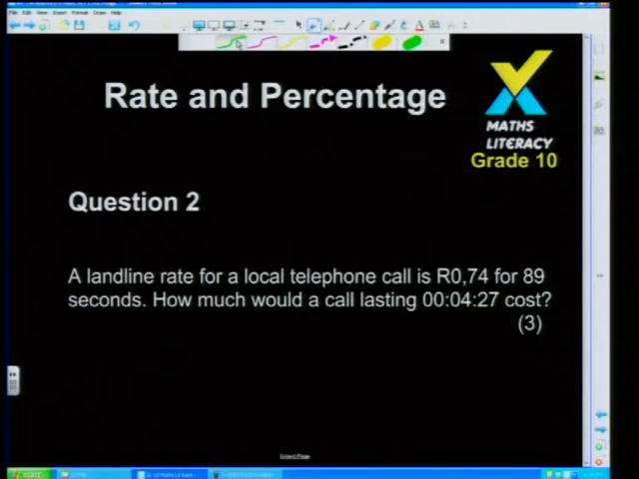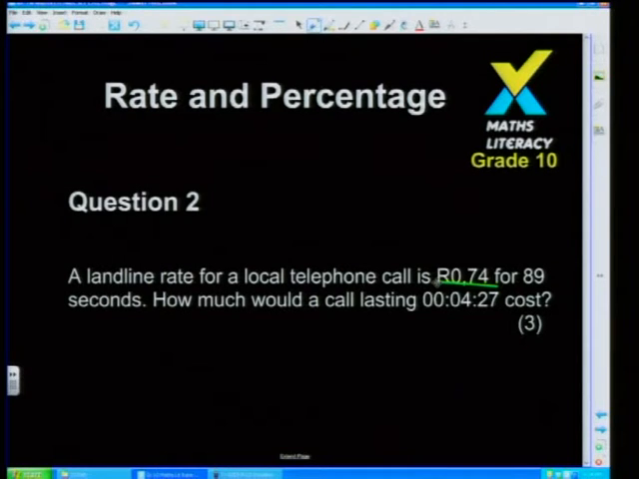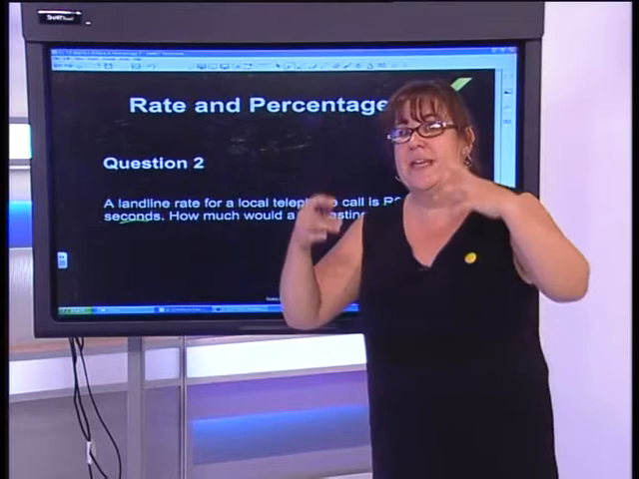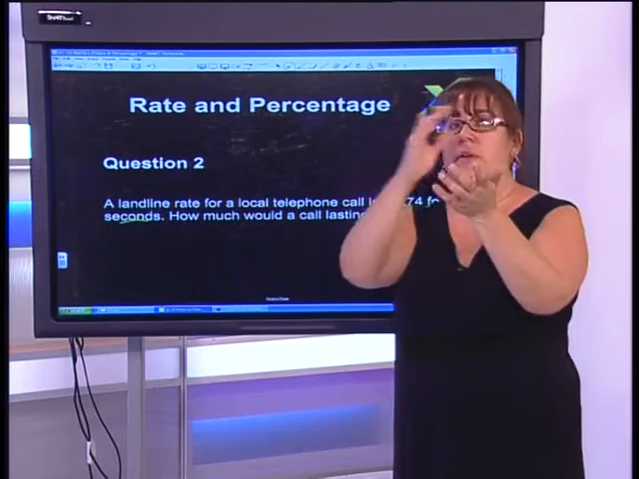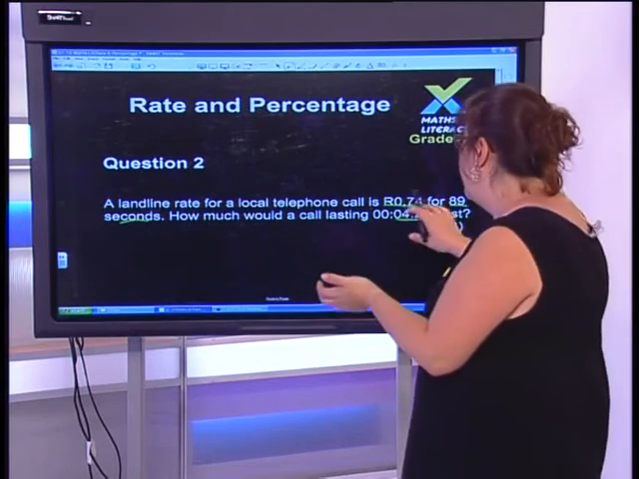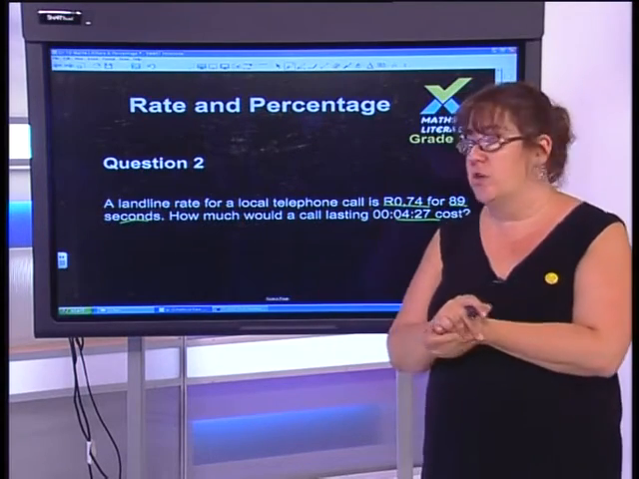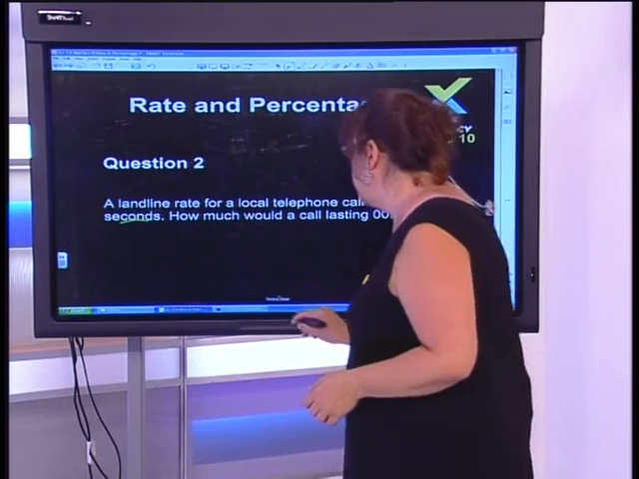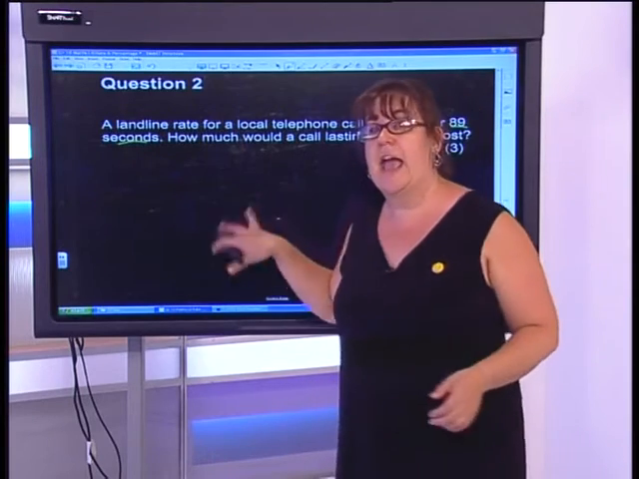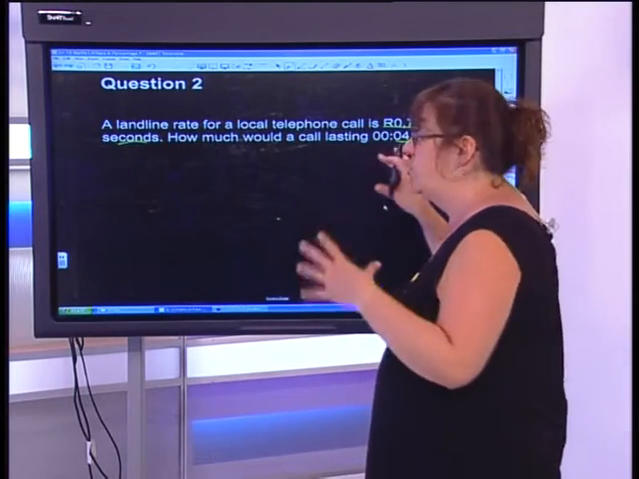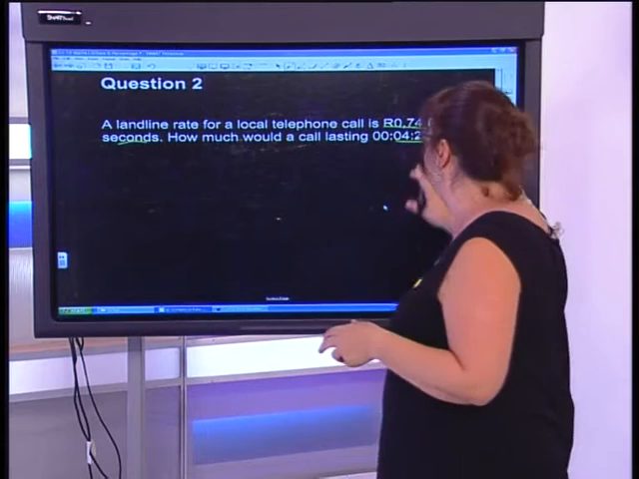We've got a rate of 0,74 for 89 seconds. How much would a call lasting 4 minutes 27 cost? Now what I need to do with this is get a rate per second, and then I can multiply it by however many seconds I've got. So we can do this, or we could actually deal with this as we would a ratio. Should we try this as a ratio? Let's try something different with this one.